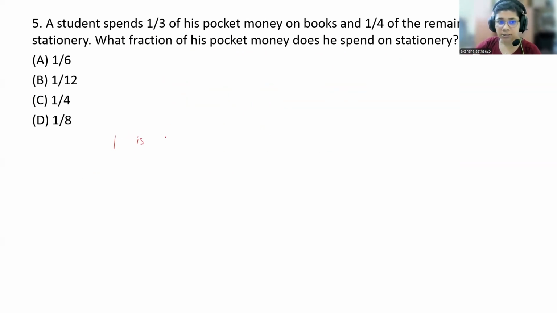One is the total pocket money, right? Because it is not given. So you just consider it as one. The whole thing is the pocket money. So one third means 1 by 3.